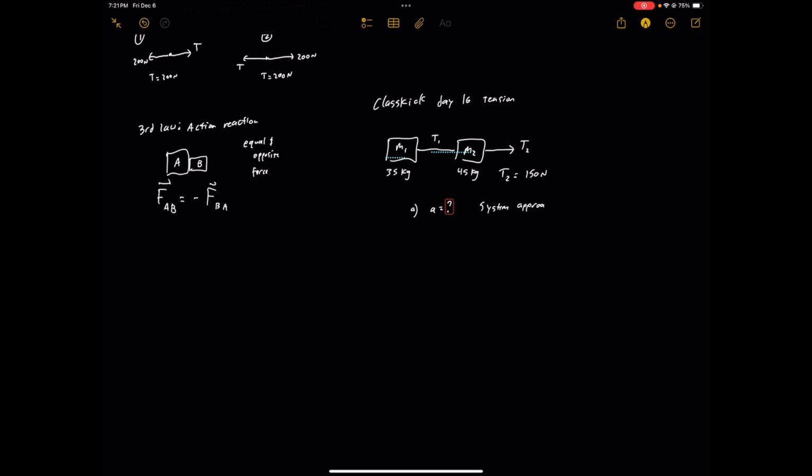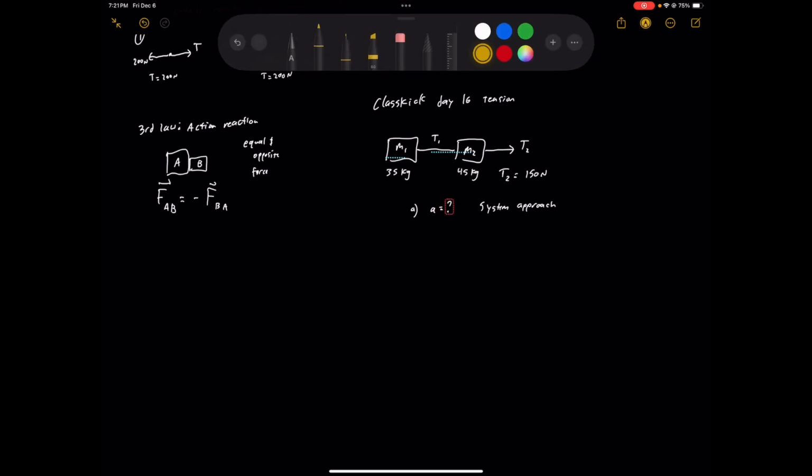And this is basically where I draw a dotted line around the entire system, right? So M1 and M2 are connected by T1. The rope in between M1 and M2 is connecting them. And I'm basically going to treat this as one big object, right? So now I'm looking at the M1 plus M2 system, all right?